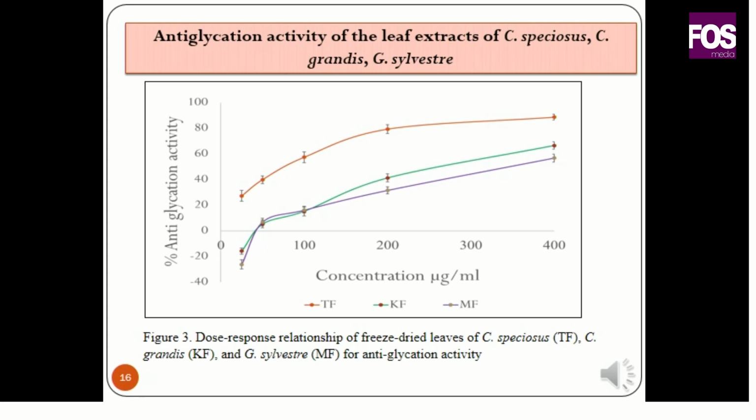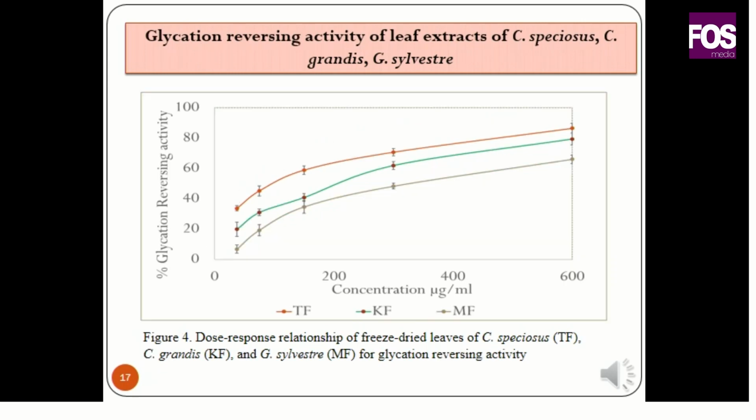Let me explain to you about the anti-glycation activity of the selected leaf extracts. All leaf extracts show dose-dependent anti-glycation activity. Among the species, freeze-dried Costa species leaf extract showed significant anti-glycation activity compared to the other two species. Similar to the anti-glycation activity, the glycation reversing activity was also the highest in Costa species, and as we increase the concentration, glycation reversing activity also increased.